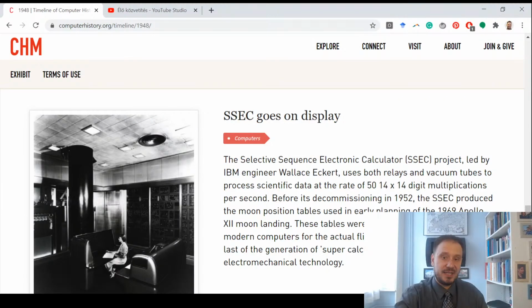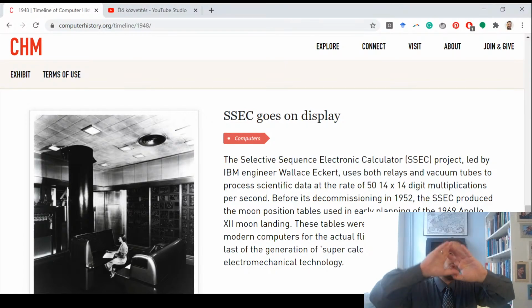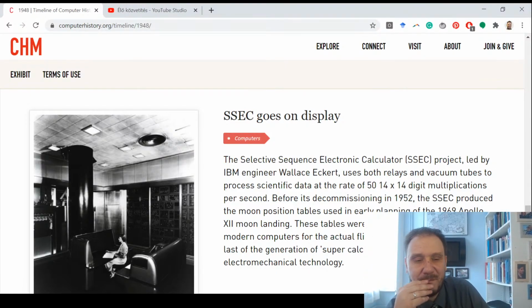Several companies like IBM introduced new computers. This one you can see, the SEC, produced the moon position tables used in early planning of the Apollo 12 moon landing. So at that time computers had more or less one function: to calculate. Nowadays they do the same, but using these calculations new virtual worlds are built.